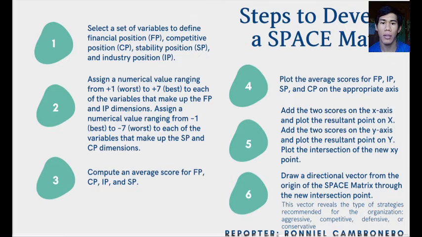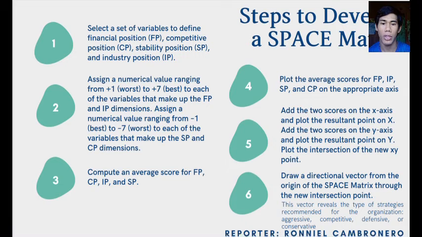Steps to develop a SPACE matrix. 1. Select a set of variables to define financial position, competitive position, stability position, and industry position. 2. Assign a numerical value ranging from +1 worst to +7 best to each of the variables that make up the FP and IP dimensions. Assign a numerical value ranging from -1 best to -7 worst to each of the variables that make up the SP and CP dimensions.